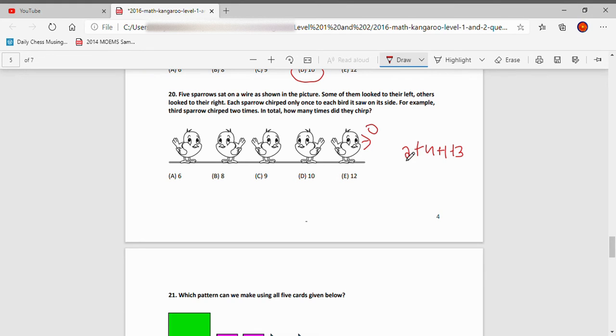So we can add, and when we add, we get 6 plus 4, and then when we add this, we finally get an answer of 10. So the answer for number 20 is D. The sparrows chirp 10 times.